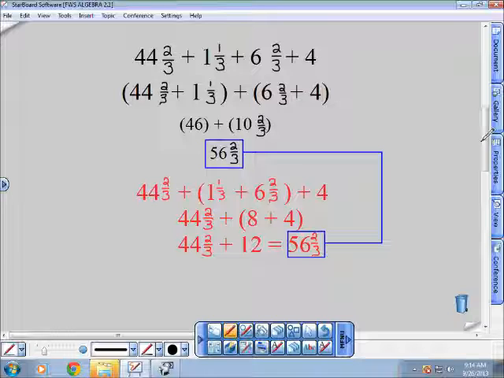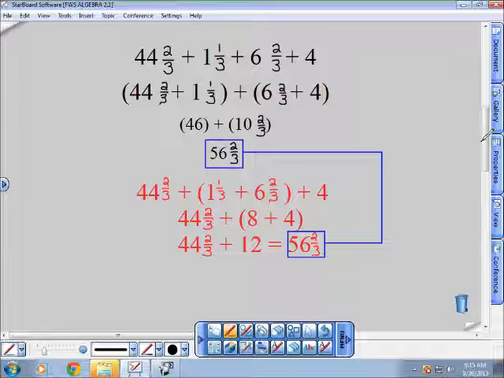We have 44 2/3 plus 1/3. Well, 2/3 plus 1/3 is what? 1. Good. So 44 plus 1 is 45. Okay, that's not too bad. 6 2/3 plus 4, well, there's no fraction on that 4, so it's just 10 2/3. So if I add those together, it's 56 2/3. You see that, Alex?